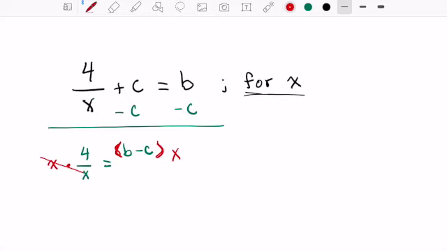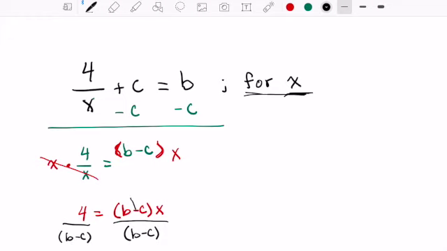So let's clean up our equation. That's going to cancel. I have 4 equals b minus c times x. So again, they want us to solve for x, so I need x to get by itself. Well, since these two things are multiplying, I can divide both sides by b minus c. That's going to cancel, leaving me with x equals 4 over b minus c.